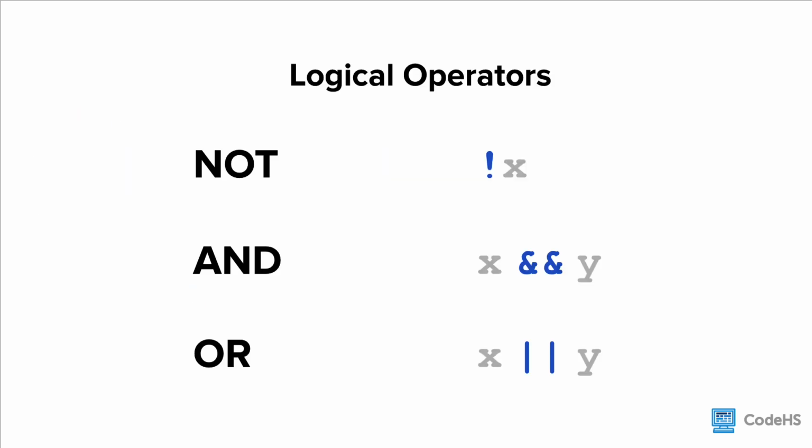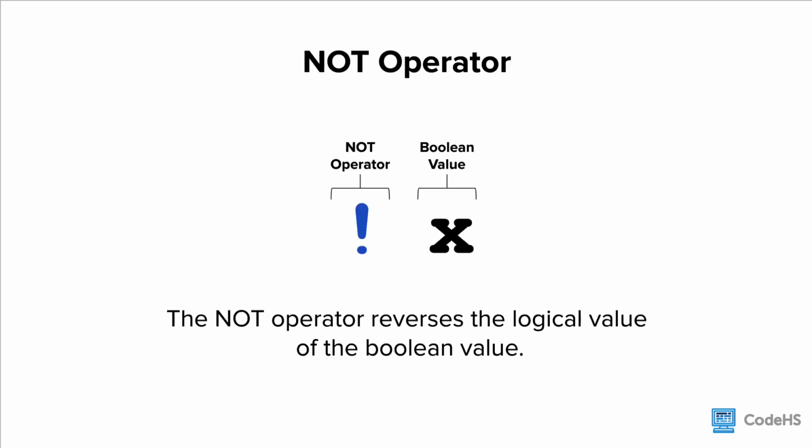In C++, there are three logical operators: the NOT operator, the AND operator, and the OR operator. Let's take a look at the NOT operator. The NOT operator is denoted by an exclamation point and reverses the value of the Boolean expression.